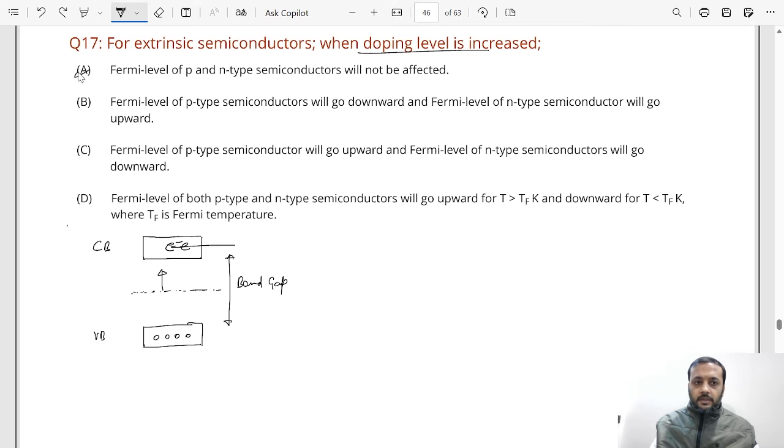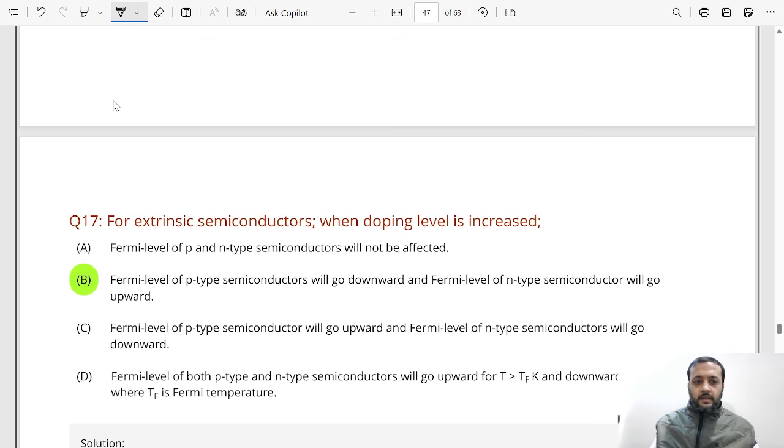So if you look, this is wrong. This is saying that the Fermi level of a p-type semiconductor will go down, and for n-type it will go up. So option B is the correct answer. All right.